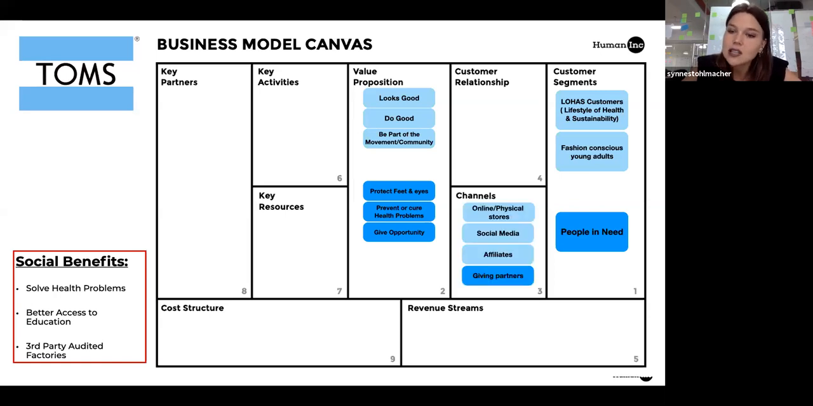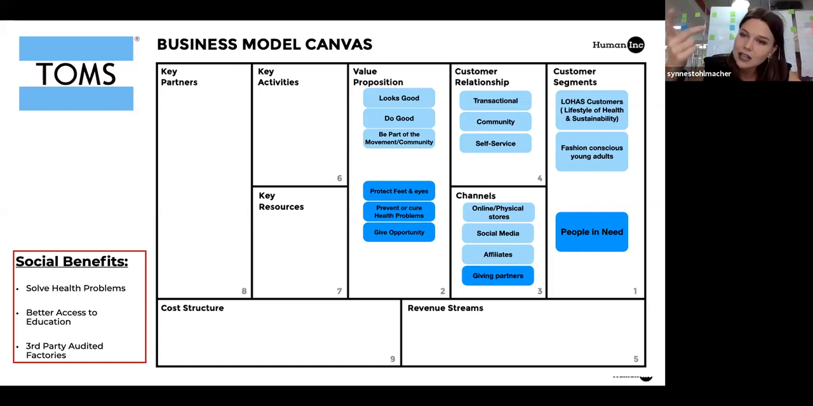Their channels are online and physical stores, social media, and also affiliates. Affiliates means resellers and partners who are selling for them. They also have giving partners who are distributing these freebies to the people in need. The customer relationship is what we call transactional, so you buy something and get something back. However, they have created a TOMS community, and it's self-service, where you go in and purchase yourself, and no one is really selling to you.